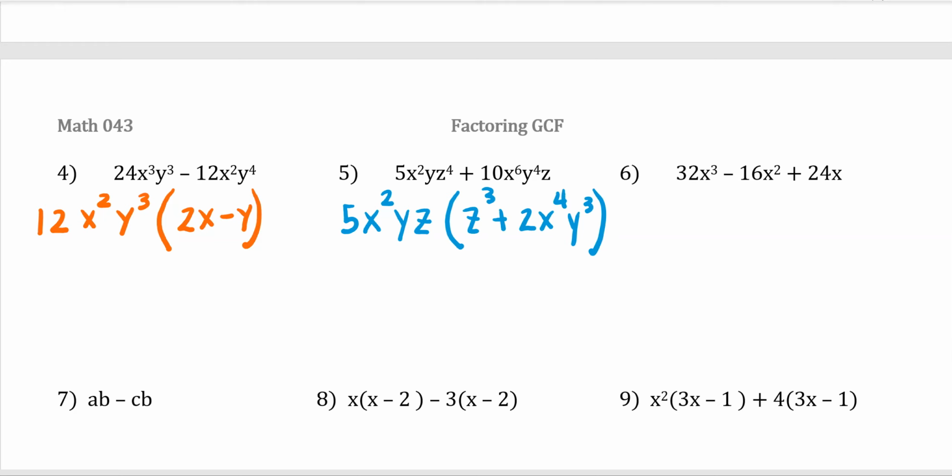Number 6, 32, 16, and 24. The largest number that they are divisible by is 8. They all share the variable x. The one with the smallest exponent is 1, so your greatest common factor is 8x. Divide each term by 8x.